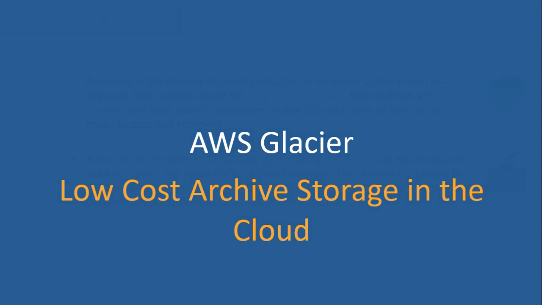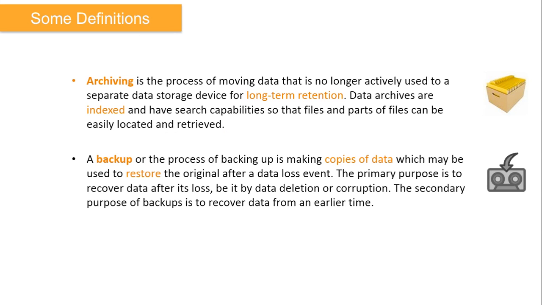I wanted to start off with a couple of definitions, though: archiving and backup. It's important to understand the difference between these two. I'm sure most of the people on the call do, but just to reinforce this, archiving is the process of moving data that's no longer active into a separate data storage device for long-term retention. In the IT industry, where 3 years is a long time, we're typically seeing archives kept for decades or multiple decades. They're generally indexed and have search capabilities, so that files or parts of those files can be located and retrieved. Backup, on the other hand, is making copies of data which may actually be used to restore the original after a data loss event.